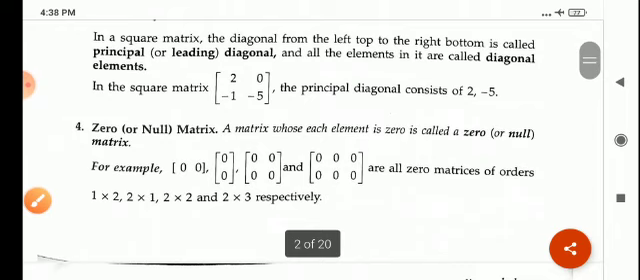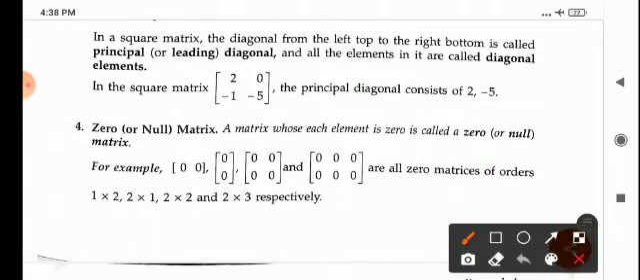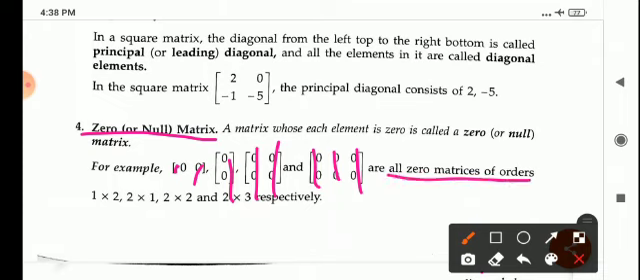Number 4, zero or null matrix. A matrix whose each element is 0 is called a zero or null matrix because all elements have 0 values. These are all zero matrices of order 1 into 2, 2 into 1, 2 into 2 and 2 into 3 respectively.